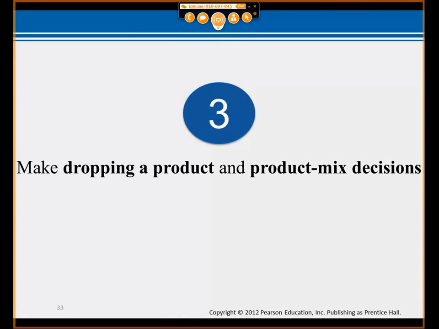So let's start with the third objective. Yesterday we were working on special order and pricing decisions. Today we'll start with the third objective, how to make decisions on dropping a product and product mix.